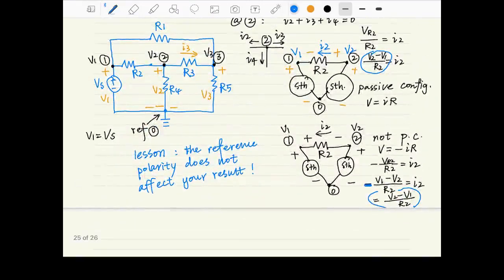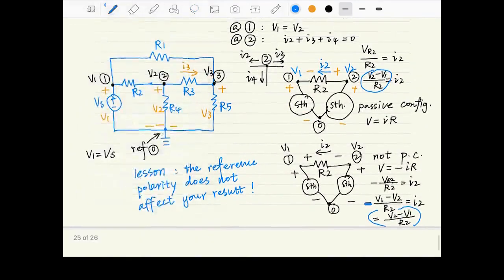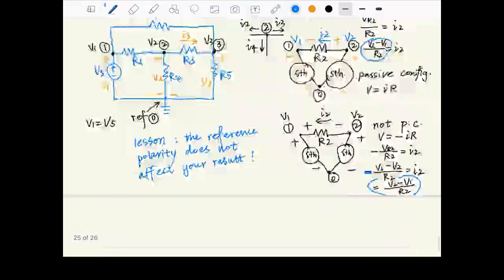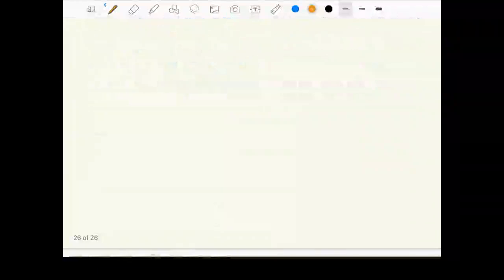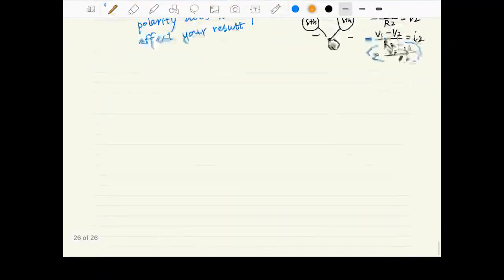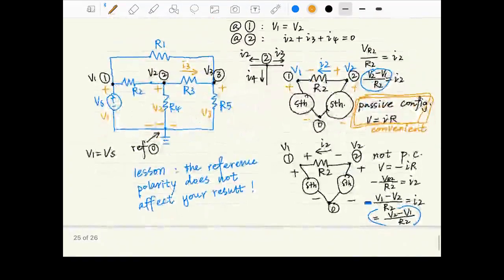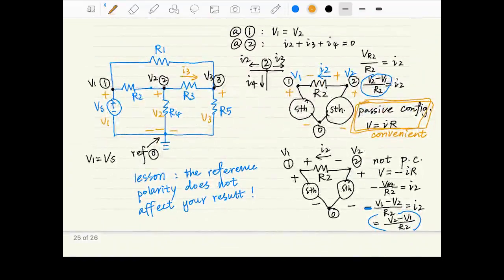And in this way, what do we get? We get that minus V of R2 over R2 equals I2. Please observe the differences between the two cases. In this case, the polarities of VR2 are different, but the result is still the voltage at the higher end minus the voltage at the lower end. And in this case, it should be V1 minus V2. The resistance has not changed, so let's just write it down.